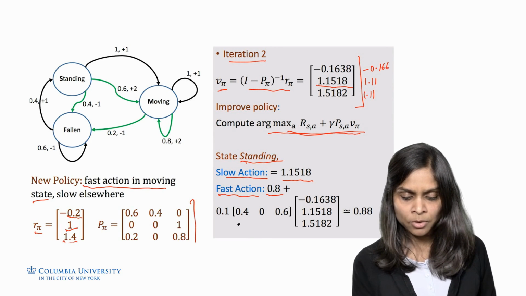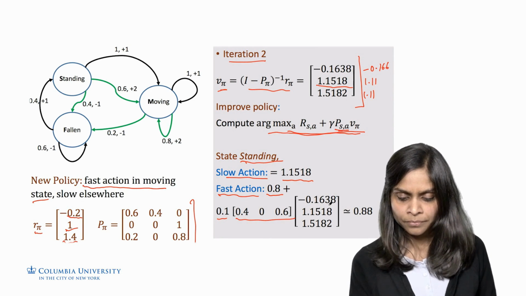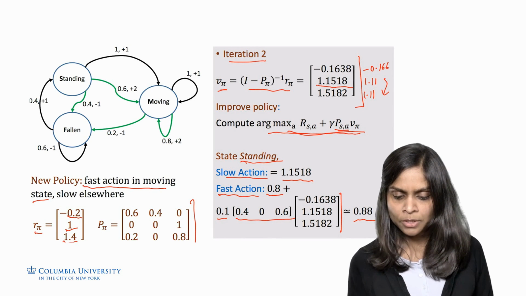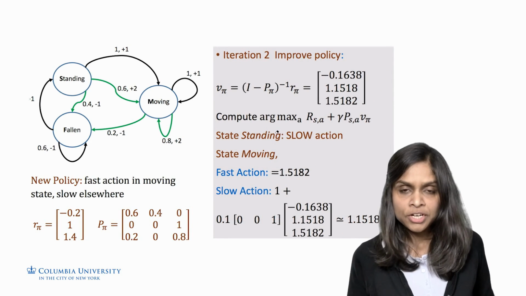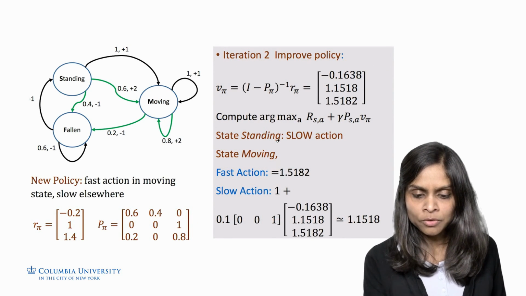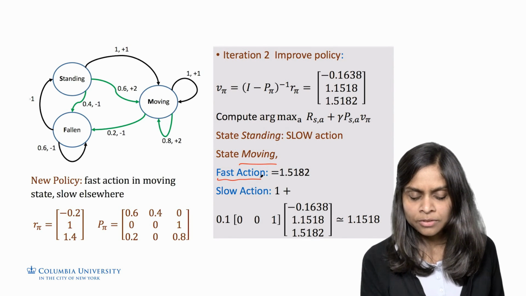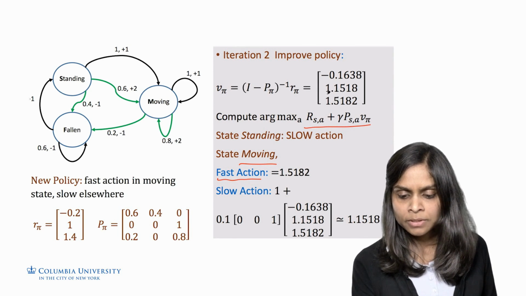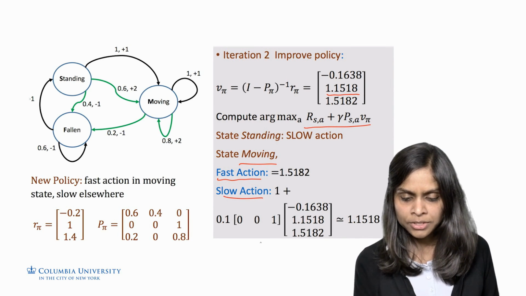Expected immediate reward is 0.8, gamma times the probability vector, and then V pi coming from here. And this evaluation comes out to be 0.88, clearly the worse. So we keep taking the slow action. Now we try to see if there is a better action for the moving state. First we evaluate this expression for fast action, and it will come out to be the same as the current value because we are taking the fast action right now in the current policy. We evaluate it for slow action then.